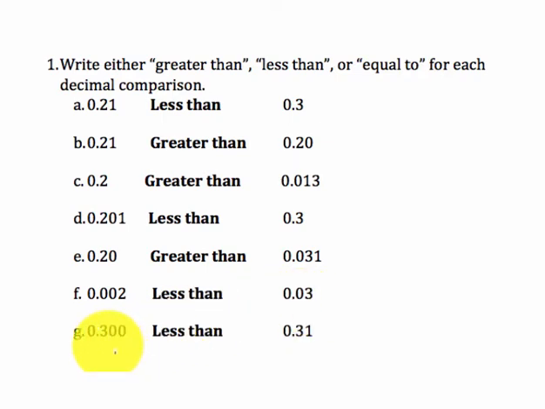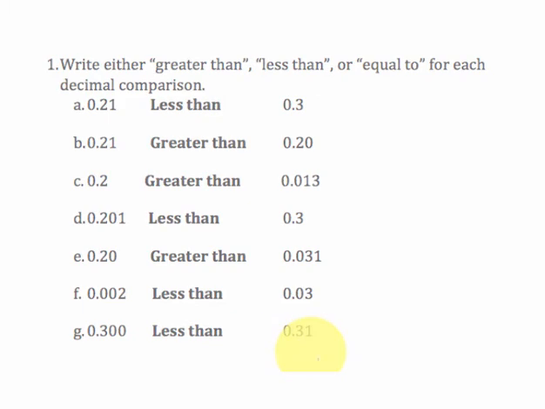And the last one, we have 300 thousandths and 31 hundredths. Well, I have a 3 in the tenths place value here, and a 3 in the tenths place value here. So those are the same, which means we have to go to the next place value over to the right. So here I have a 0 in the hundredths place value, and I have a 1 in the hundredths place value. So because the 1 is larger than the 0, that means that this decimal, 300 thousandths, or just 3 tenths, is less than 31 hundredths.